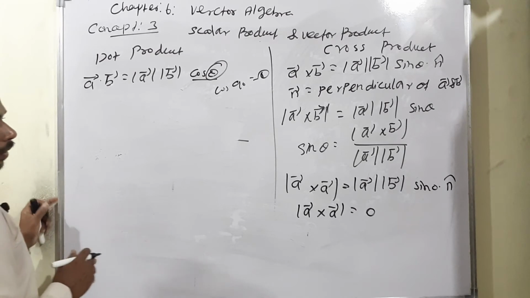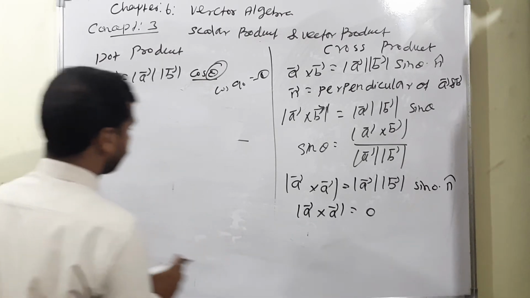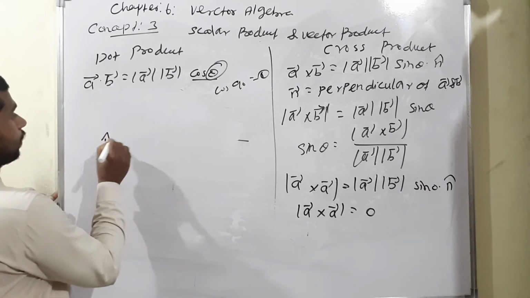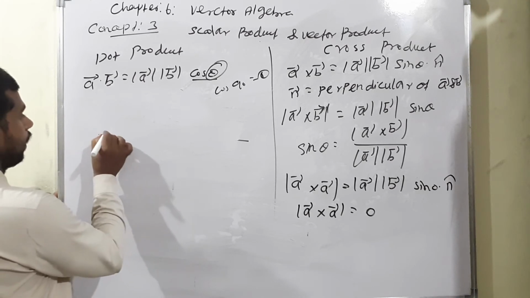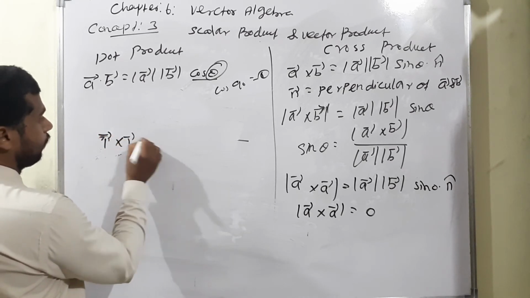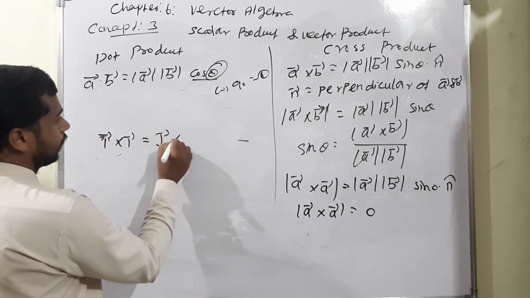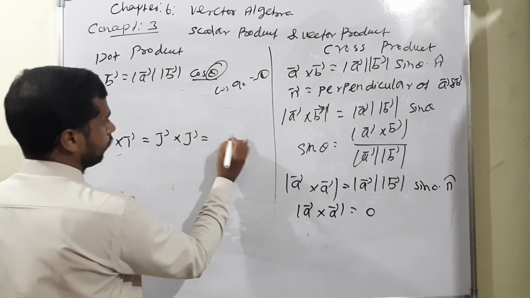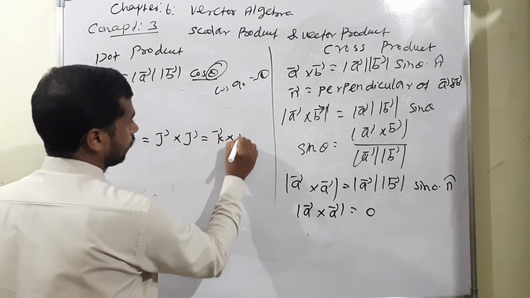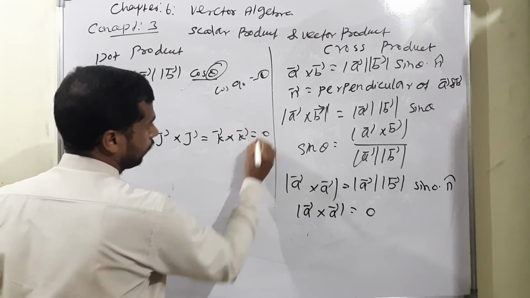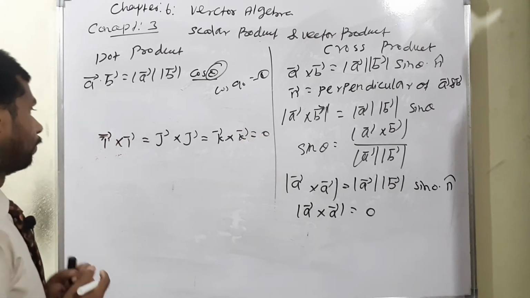Then another important point: i vector cross i vector, as well as j vector cross j vector, then k vector cross k vector, is definitely 0.